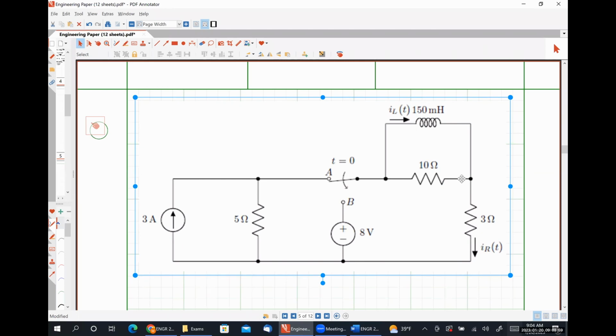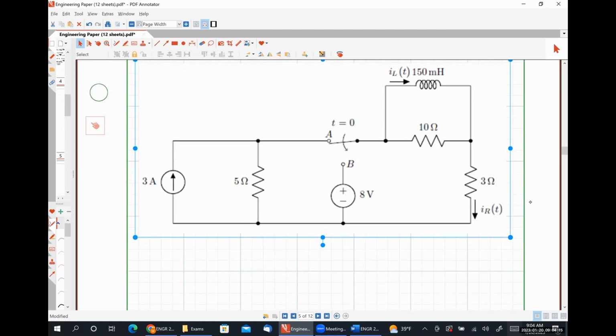So this is going to be our circuit of interest that we're going to be dealing with. It's pretty similar to the one we just worked, but it'll be different enough. So we're trying to solve for our inductor current IL of T and our resistor current IR of T, where our resistor current is the current flowing through the 3 ohm resistor on the right hand side of the circuit.